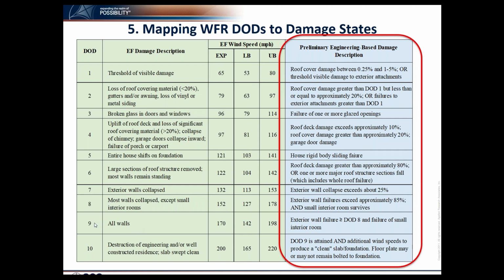For the all wall failure, DOD9, we require that most of the exterior walls failed and the failure of the small interior room. The DOD10 is kind of hard to model, so we used a wind speed based model that transitioned from DOD9 to DOD10. So basically we used the extra wind speed to blow all the debris from the foundation.